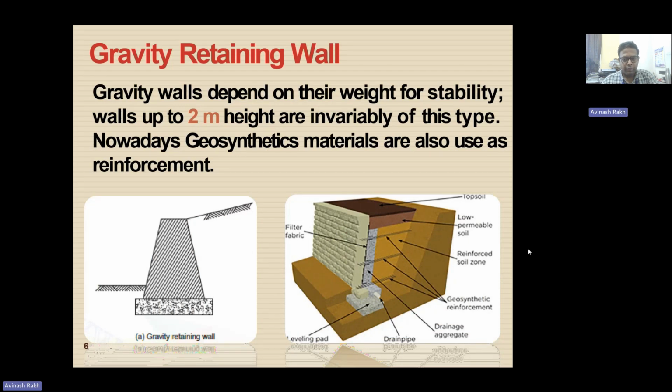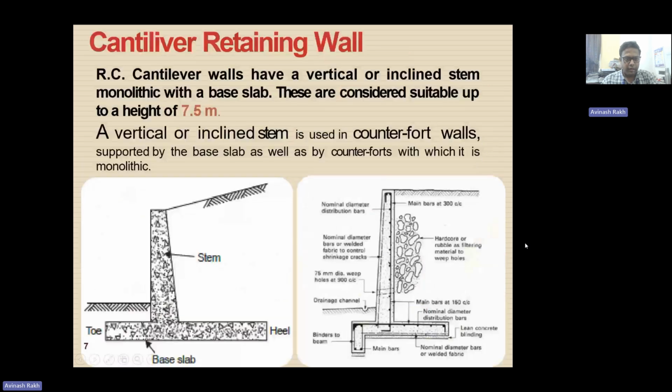After that, we're going to see the classification of the retaining wall. The first one is a gravity retaining wall. As per the video, gravity walls depend upon their weight for stability. Walls up to 2 meter height are invariably of this type. Nowadays, geosynthetic materials are also used as reinforcement. After that, the next type is cantilever retaining wall. The cantilever walls have a vertical or inclined stem, monolithic with a base slab. These are considered suitable up to a height of 7.5 meters.